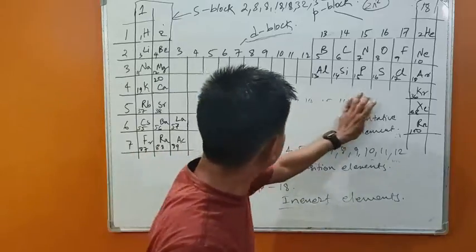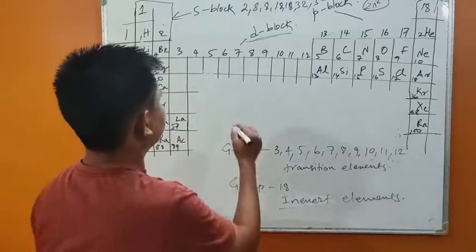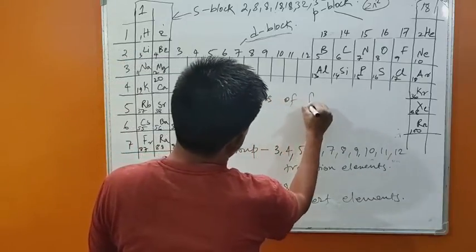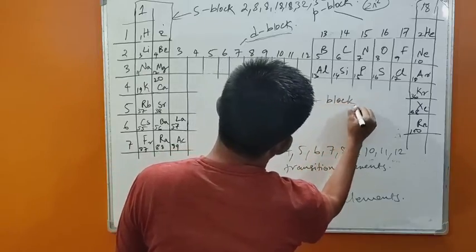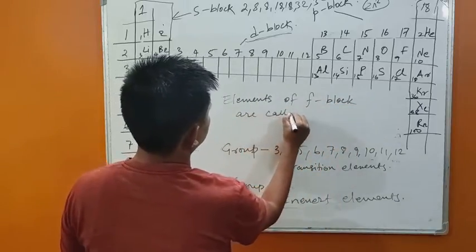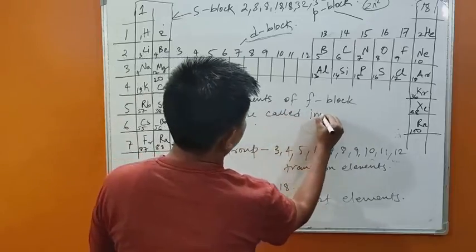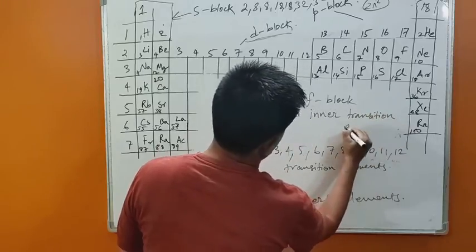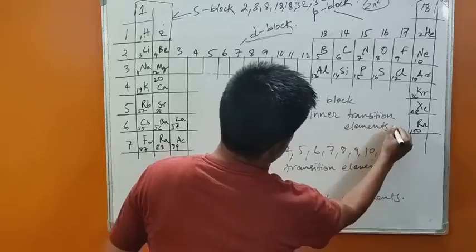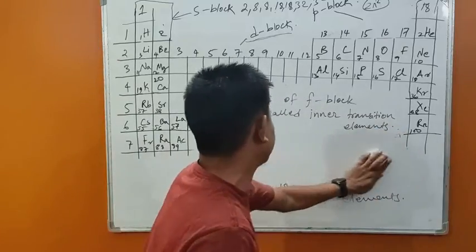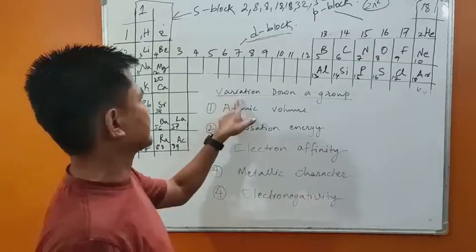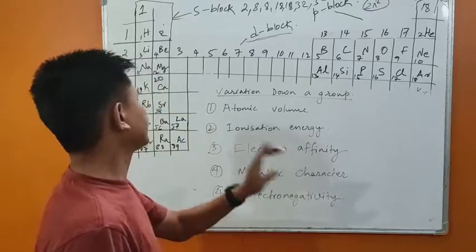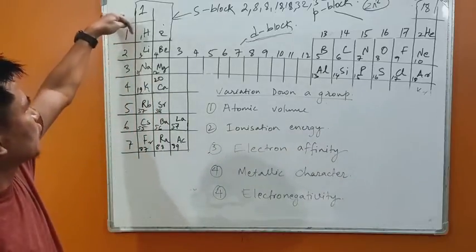Okay, now elements of the F block are called inner transition elements. Elements of the F block are called inner transition elements. Okay, check the variation down a group: atomic volume, ionization energy, electron affinity, metallic character, and electronegativity. Down a group means when you move down a group.